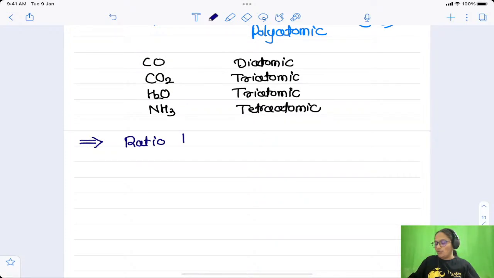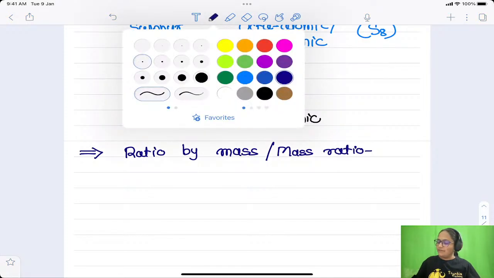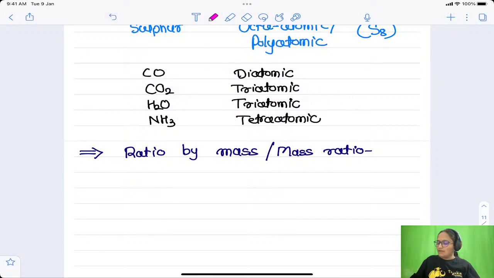ratio by mass. Let us see how to find out the ratio by mass, or it is also called mass ratio. How to find out the ratio by mass, we are going to discuss. Let us start with a very simple example of the water molecule. H2O is the formula.